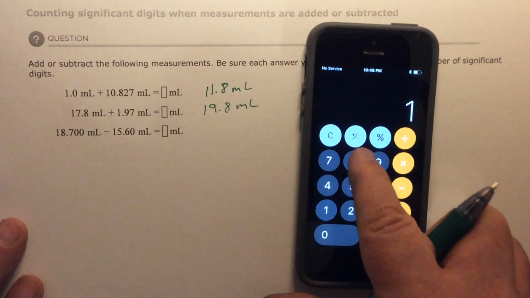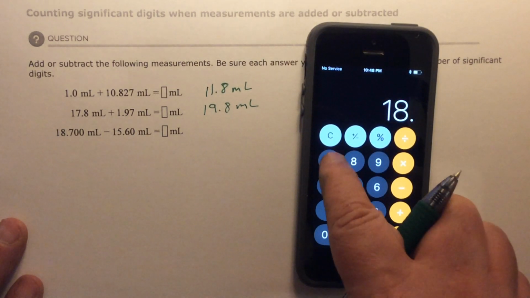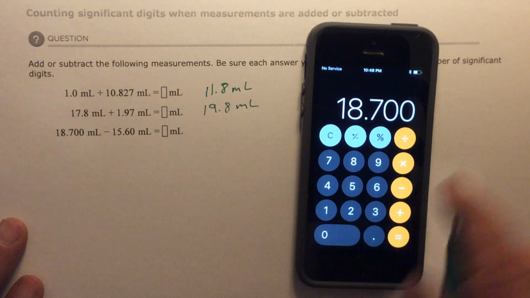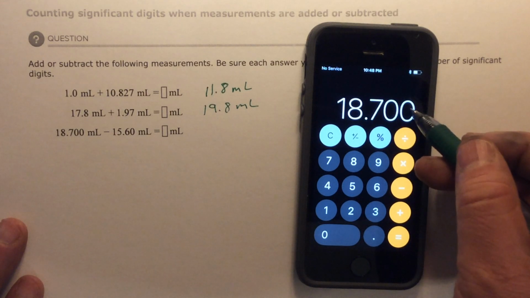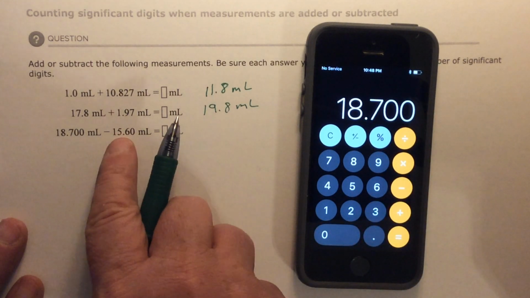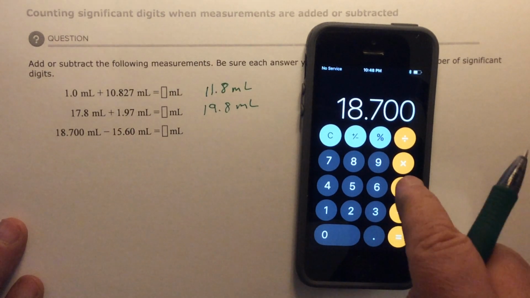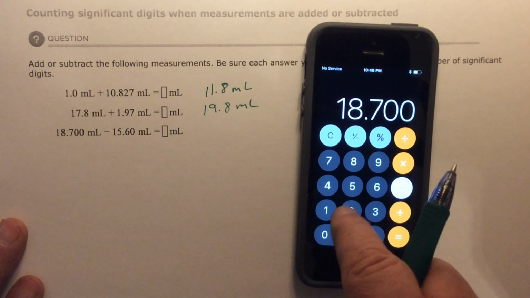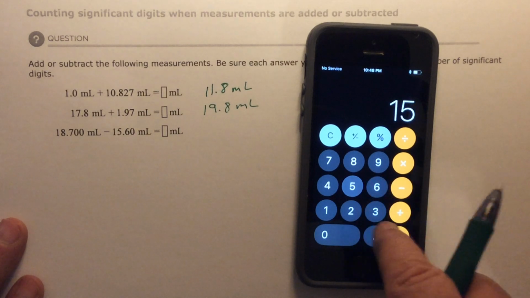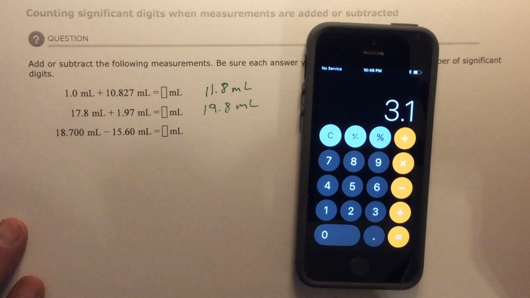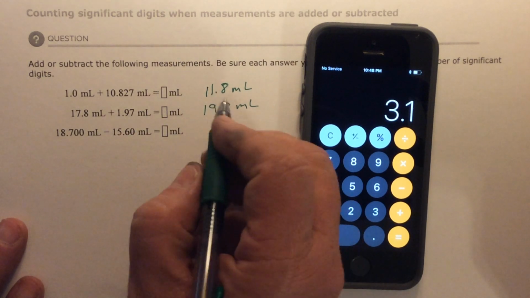I have 18.700, which is to the thousandths place. But this second one that I'm going to subtract is only to the hundredths. So I can't go to the thousandths. I have to only go to the hundredths. So 18.700 minus 15.60. Okay. Your calculator says 3.1.